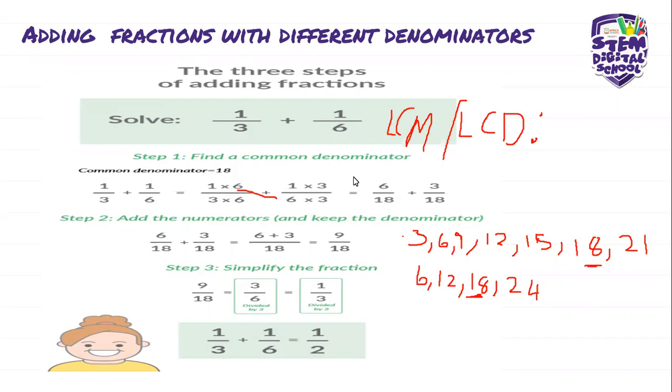1 times 6 is what? 6. 3 times 6, 18. 1 times 3 is 3. 3 times 6, 18. Then you just add 6 plus 3, which is 9 over 18. You simplify: how many times does 3 go into 9? 3 times, and into 18? No, 9 goes into itself once and into 18 two times. Then you are done.